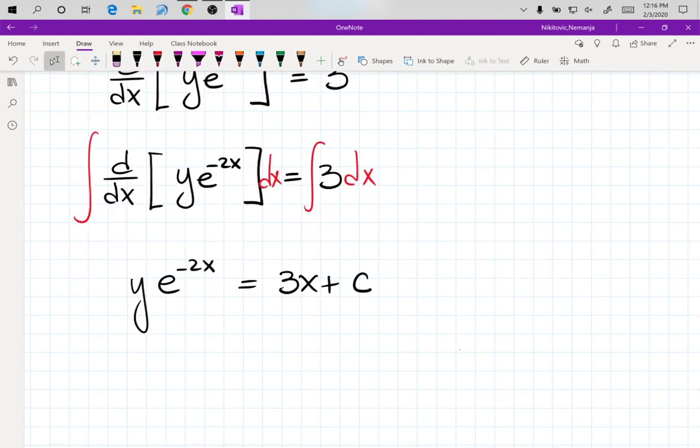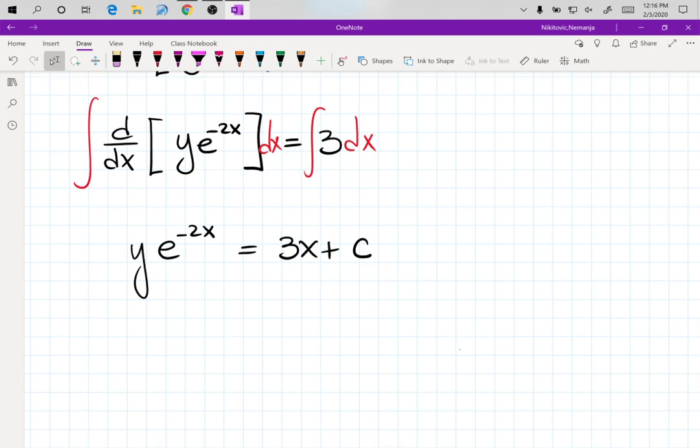And now, all I need to do is put e on the other side, leaving y alone. So this becomes 3x plus c in parentheses times e to the positive 2x, because e to the negative 2x would go in the denominator, right? And then when you ship it up, it will lose the minus on the exponent. And this is the answer, right? We are done. This is called the general solution.